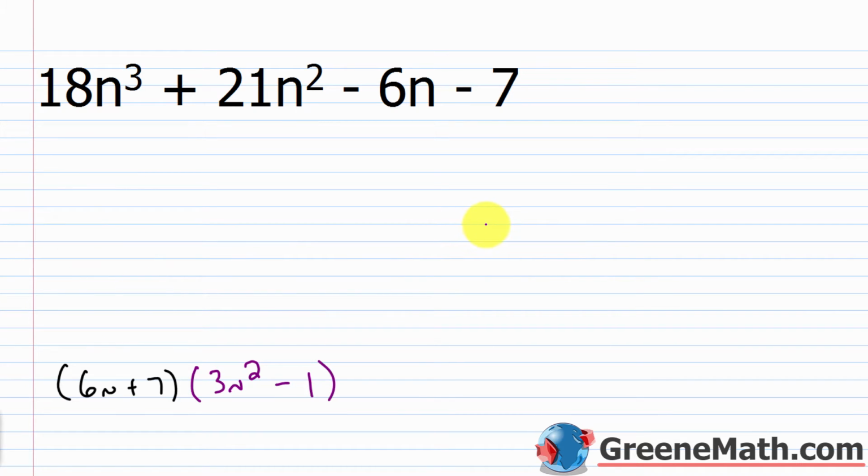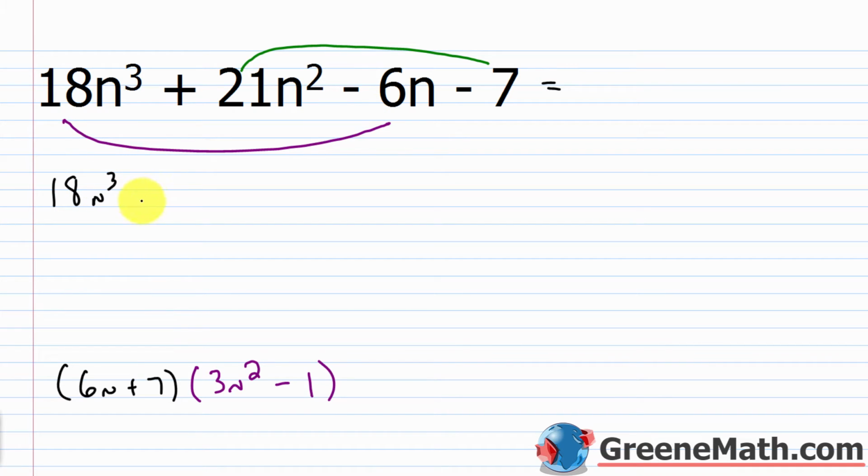And let's say you started this problem out by saying, okay, well, I have an 18 here and I have a negative 6 here. Well, each of those would be divisible by 6. So those should be in a group together. Okay, those could be group 1, for example. And then you might say, okay, well, this has 21 and this has a negative 7. Those could be a group because each is divisible by 7. Okay, so let's try it that way. Let's make group 1 18n cubed, then you'd have minus 6n. Let's make group 2, we'll have plus 21n squared minus 7.